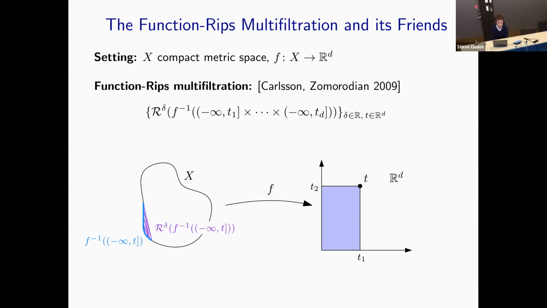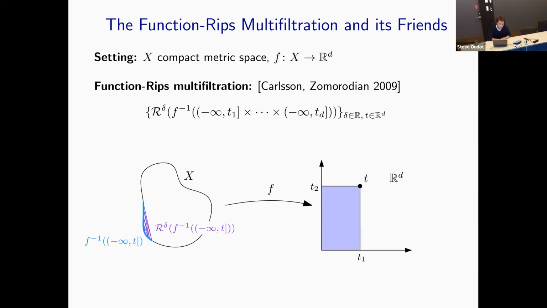And then what we do is, for a given scale parameter delta, you can build a Rips complex of that space of parameter delta. So here's a picture. I have my function here that goes from X to Rn. And then here, for a certain parameter delta, I'm building the Rips complex of parameter delta over the space. And of course, if I vary delta, I will get a one parameter family of Rips complexes. But what I can also do is, for a fixed delta, filter the Rips complex by the sublevel sets of the function.